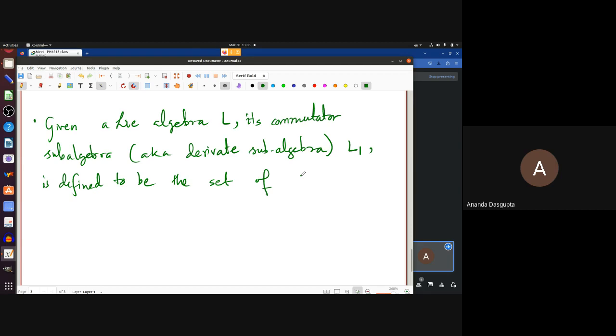The definition is simpler. It's a set of all brackets [x, y] for x, y belonging to L. Okay, take elements from L, form the brackets. That's it. That gives you this commutator subalgebra. Instead of all brackets, all results of the bracket operation. Is that clear?